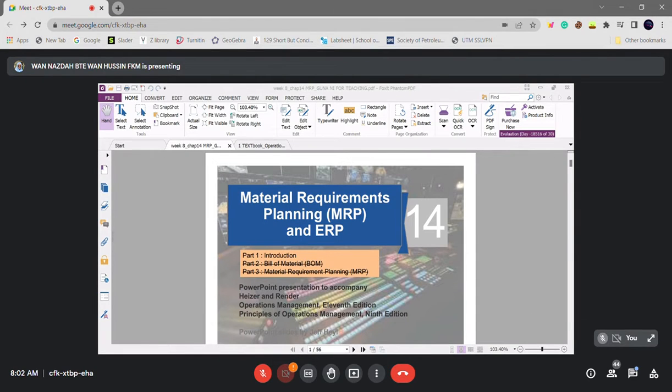Kita masuk new chapter today, which is chapter 14. And this chapter 14 is a continuation to chapter 12. For chapter 12, we have covered the independent demand, and for this chapter 14, we try to cover as much as possible the dependent demand.